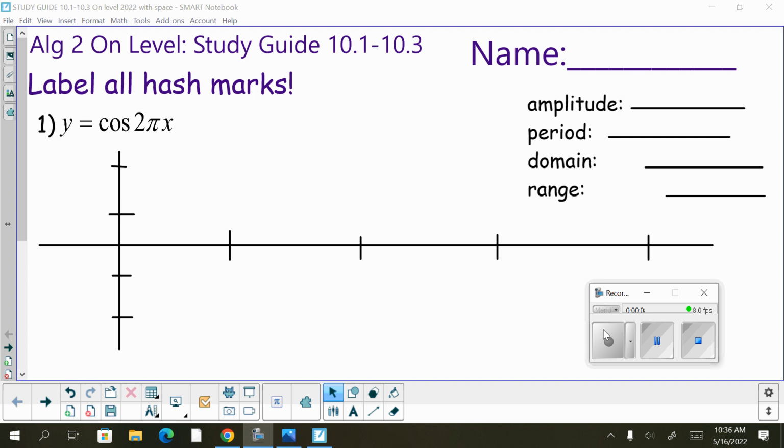The quiz is Wednesday. It is open note. It will be the last quiz of the year. So that's pretty good news, right? Who is excited to learn about math?